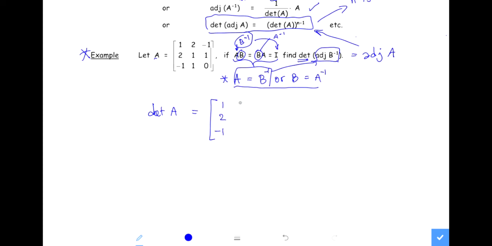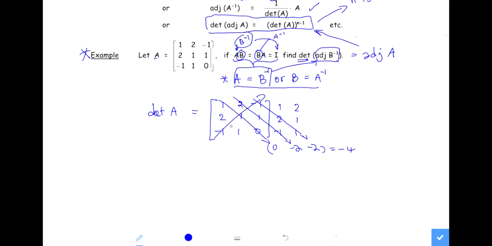To find the determinant of A, just copy and paste something. Copy the first column and the second column and put them at the back. You have 1, 2, minus 1, and 2, 1, 1 like this. Then the determinant is cross down minus cross up. Cross down, number 1, that's a 0. The second time, that's a negative 2. The third time, that's negative 2. You add all of them and the sum is negative 4.